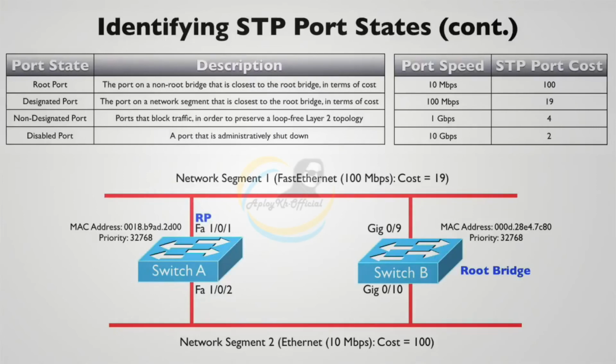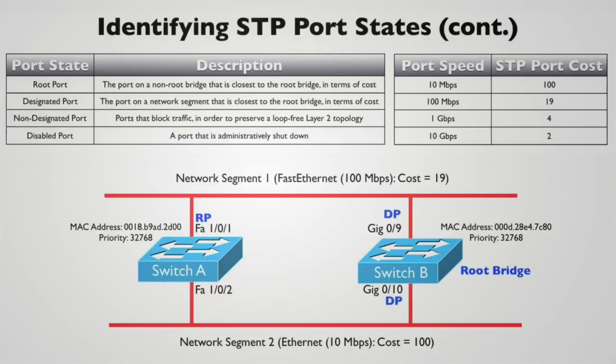Next, we ask, who are the designated ports? A designated port exists on every network segment. It's the port on a segment that's closest to the root bridge in terms of cost. And here we have a very basic topology. We only have 2 switches, so it's going to be very easy to figure out who the designated ports are because we cannot get closer to the root bridge than on the root bridge. In this case, for both network segment 1 and network segment 2, the ports on those segments that are closest to the root bridge are the ports on the root bridge: Gigabit 0/9 on switch B and Gigabit 0/10 on switch B.